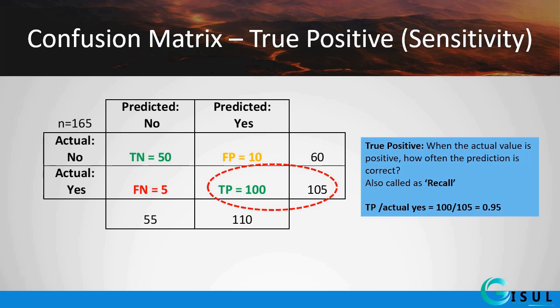Sensitivity is calculated by dividing the true positives by the total of the bottom row, or 100 divided by 105. So the bottom row is all that is relevant for these calculations, since we are only considering cases in which the actual response value is yes. It is also known by the term true positive rate and also known as recall rate.